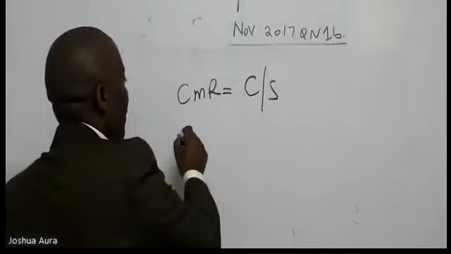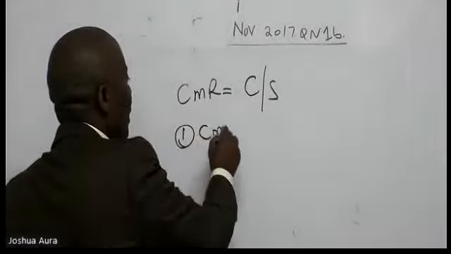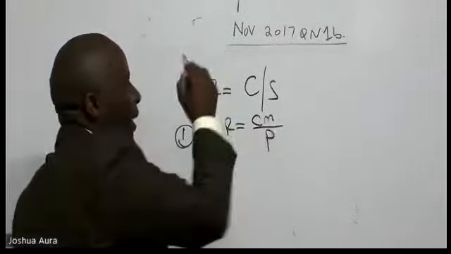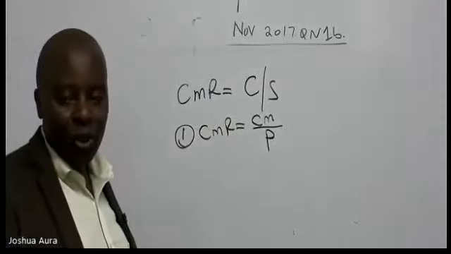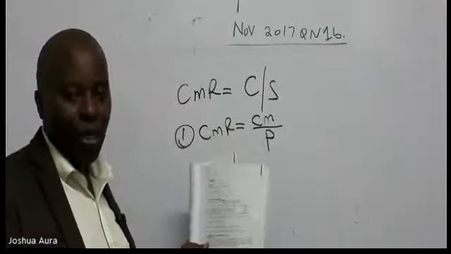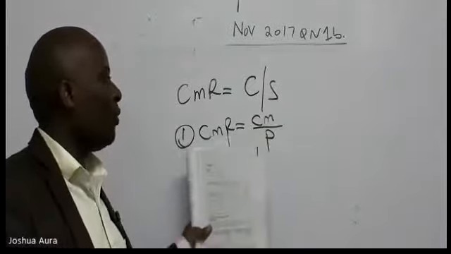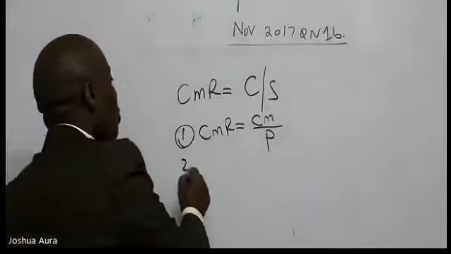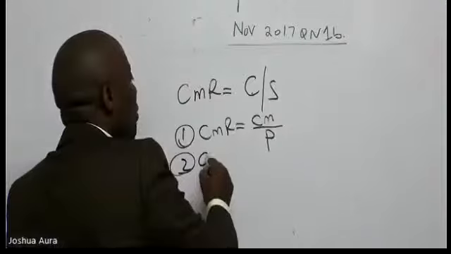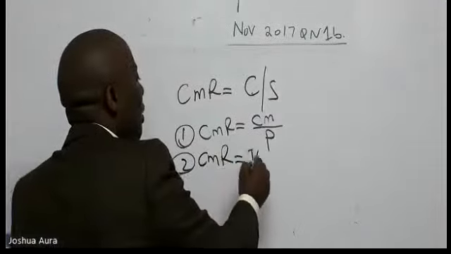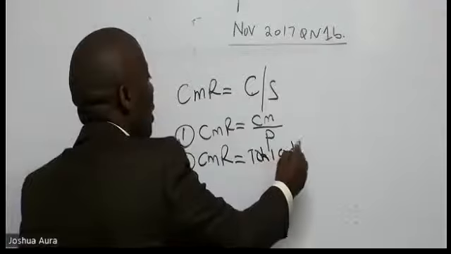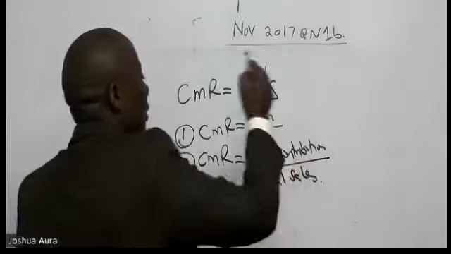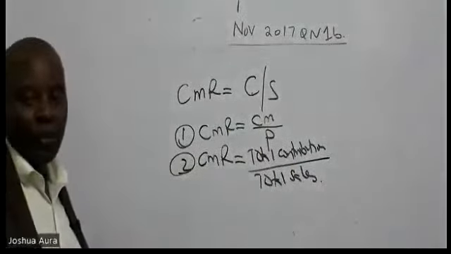There are 2 formulas. Formula number 1, to get CMR, we can take, in this case here, contribution per unit divided by selling price. You can take contribution per unit, which is known as contribution margin. You divide this by the selling price. Number 2, you could also adopt this formula where you say contribution margin ratio is total contribution all over total sales. Total contribution all over total sales.